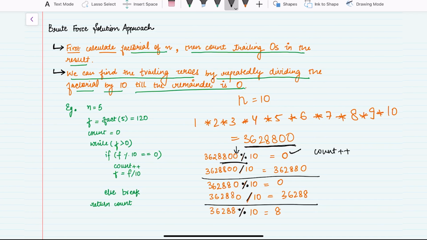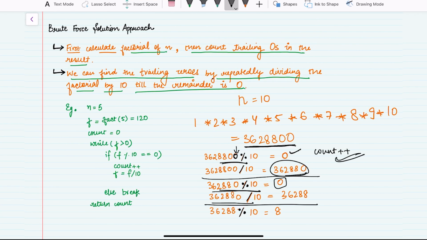Next, we will divide the number by 10 to check the next digit. After dividing it, we will get 362880. So the last digit has been removed. In the next iteration, we will do the mod of it to get the last digit. We got it as 0, so again we will increment the count.